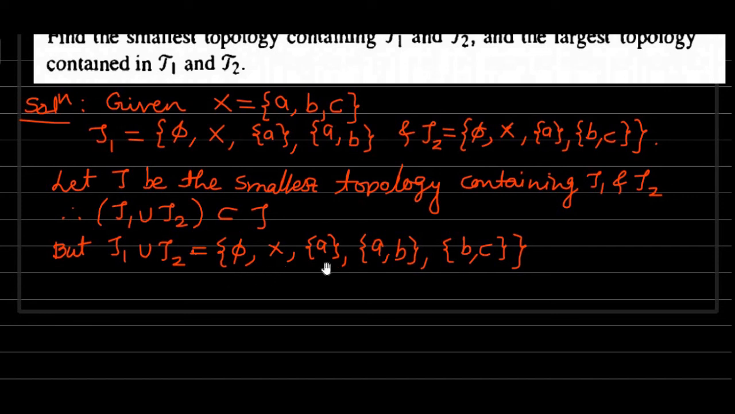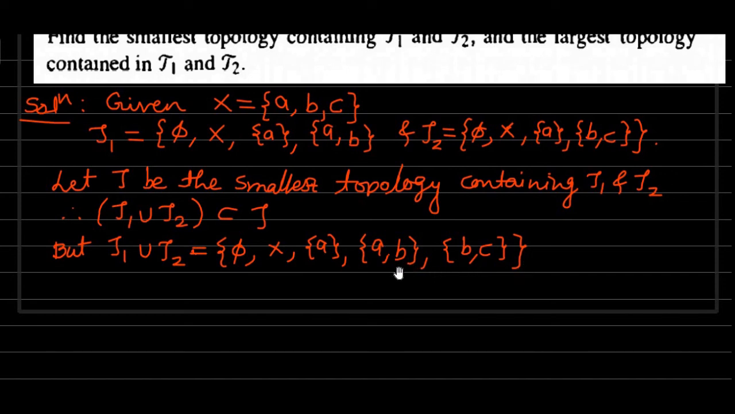So the intersection of singleton {A} with the 2-point set {A, B} is the singleton {A}, which is present here. Intersection of the singleton {A} with the 2-point set {B, C} is the empty set, which is already present here. And finally, the intersection of 2-point set {A, B} with the 2-point set {B, C} is the singleton {B}, which is unfortunately not present in this collection, which means that this Tau1 union Tau2 is not a topology on X.